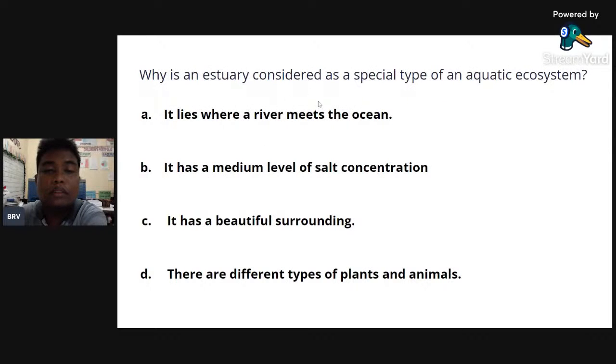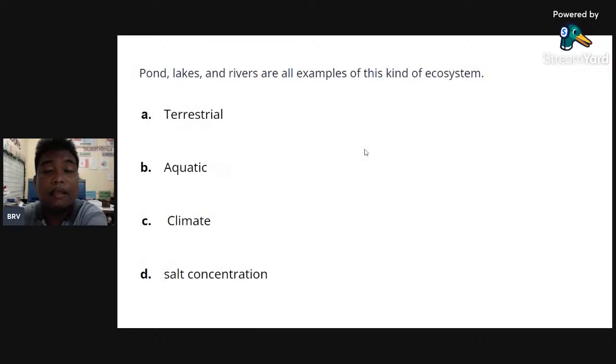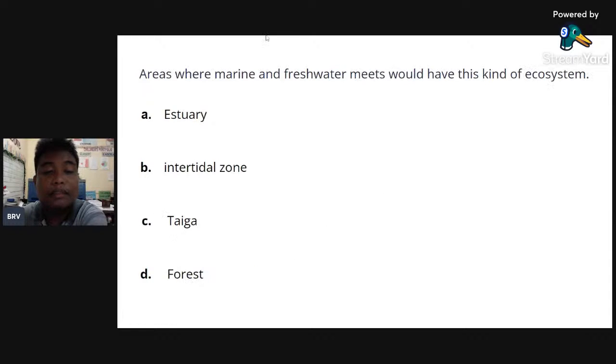Okay, why is an estuary considered a special type of aquatic ecosystem? Because it lies where a river meets the ocean. Next, this desert, garden, and farm would all be classified as this kind of ecosystem. They could be classified as terrestrial. Ponds, lakes, and rivers are all examples of this kind of ecosystem. That is an aquatic ecosystem. Next, areas where marine and fresh water meet would have this kind of ecosystem. That is called an estuary.